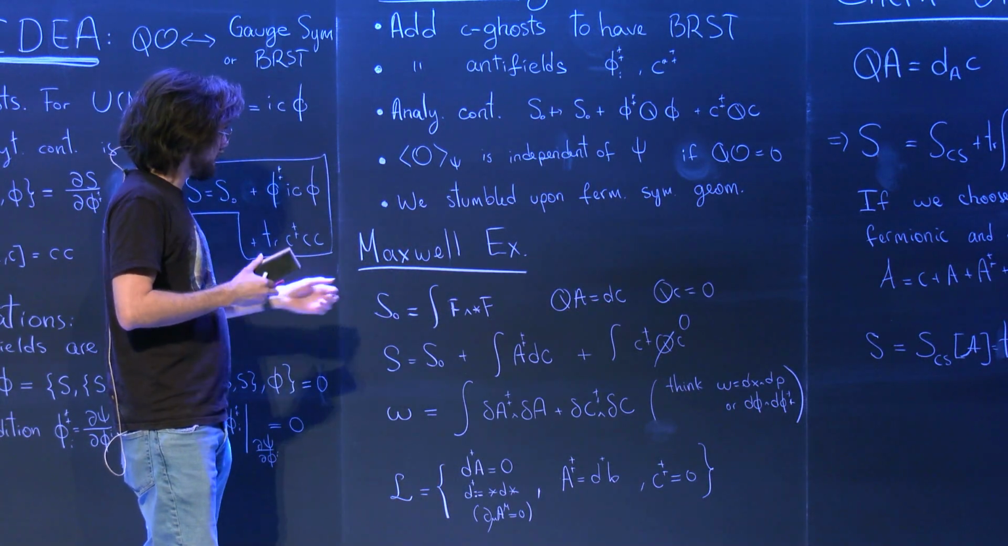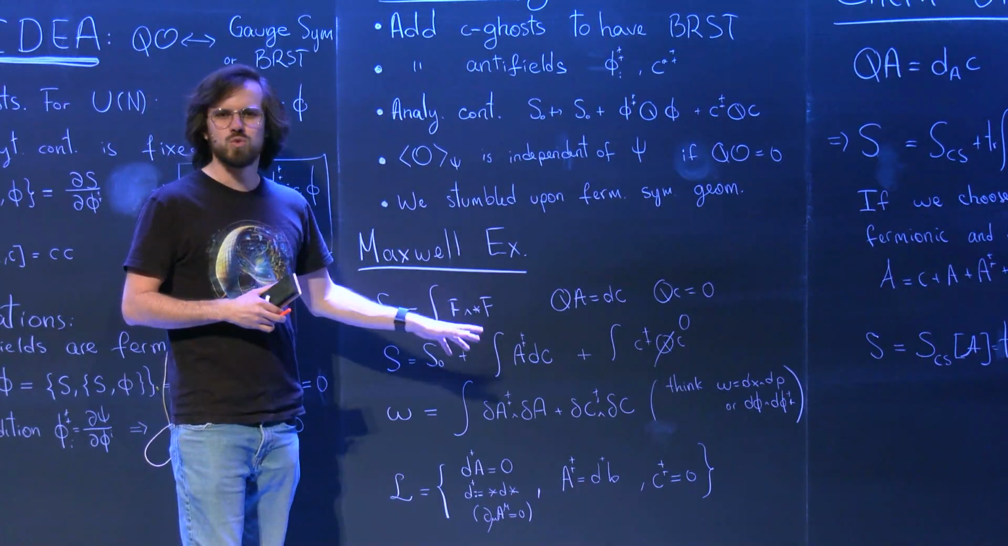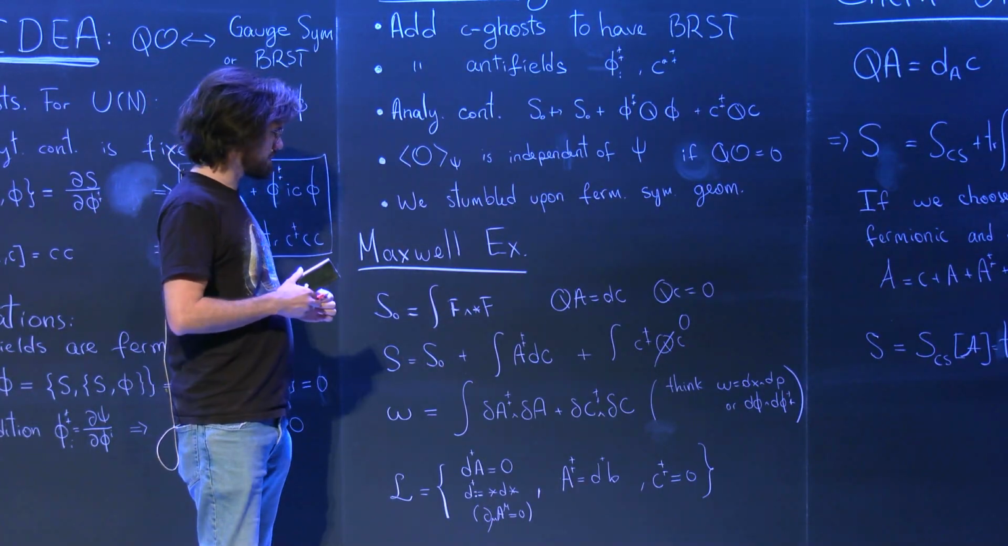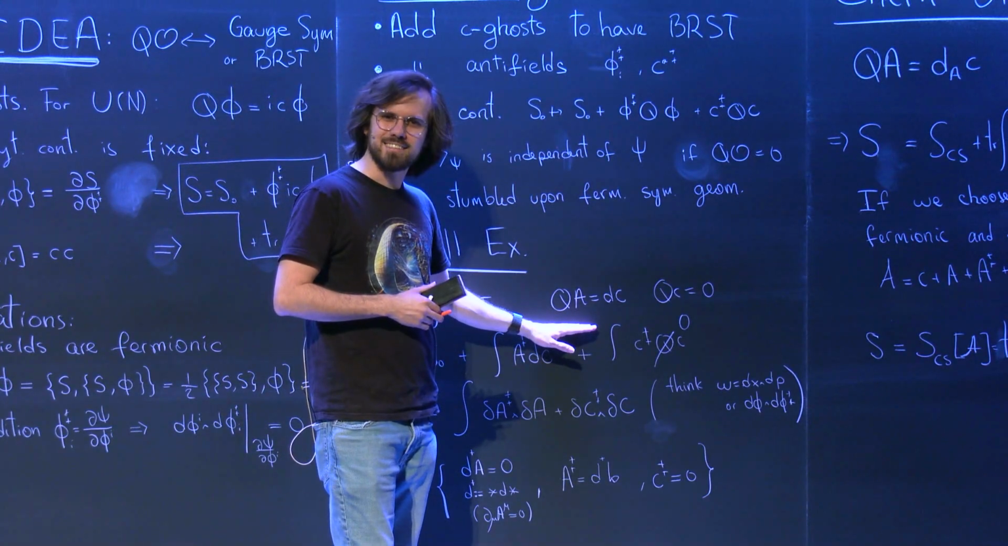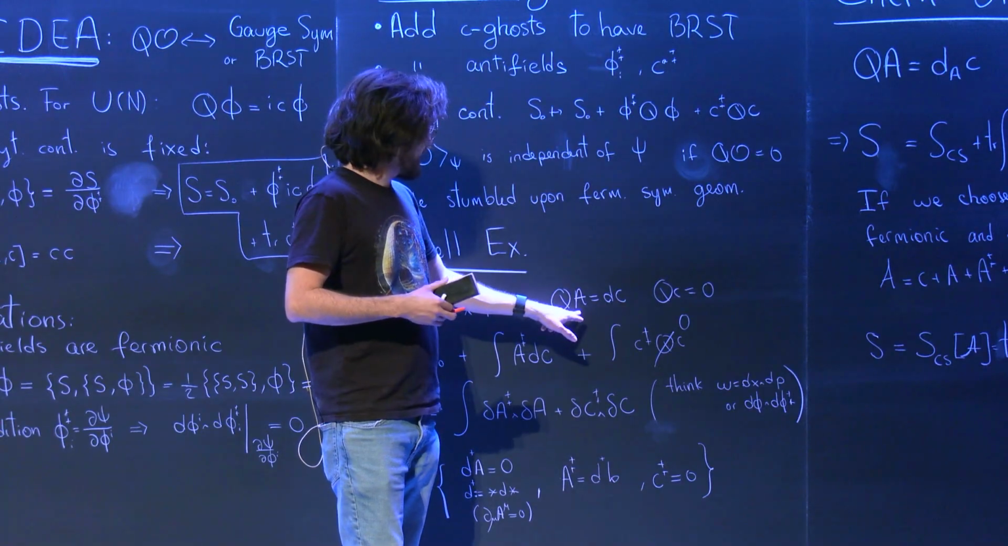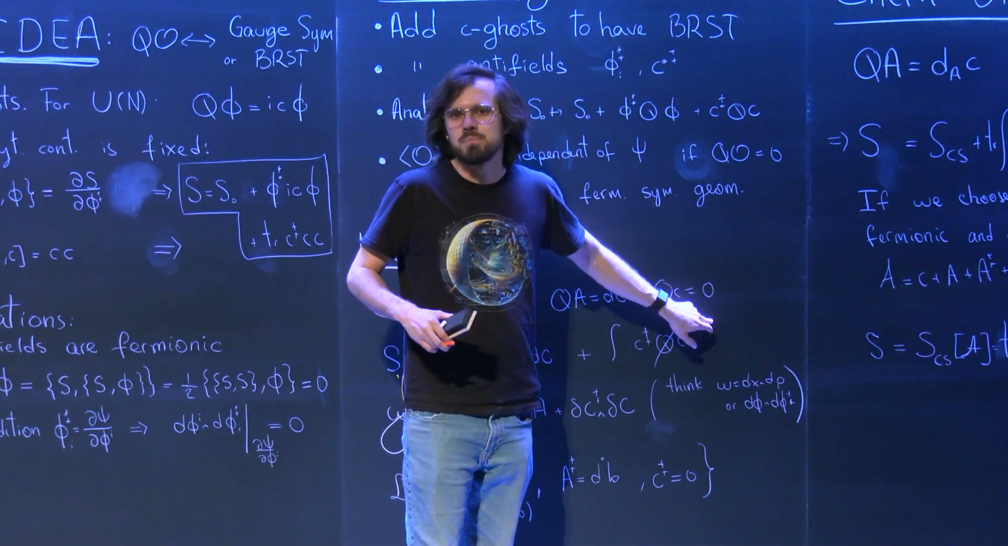I will assume Maxwell has the action in the following form. I will use form notation for what follows. Here we have the BRST transformations of our Maxwell field. A transforms by the typical gauge transformation. C, in this case, is simply 0.